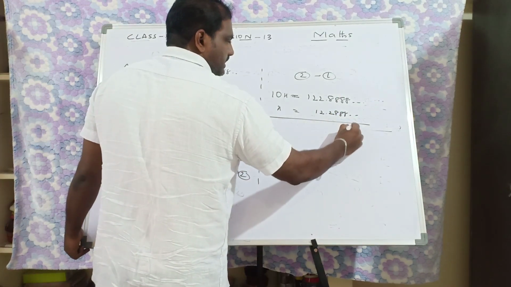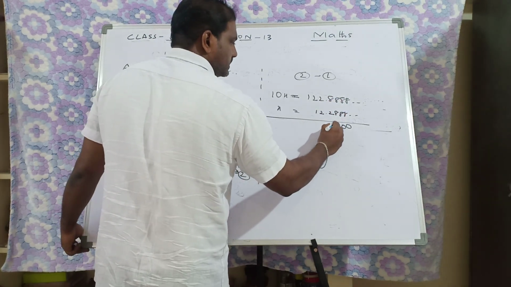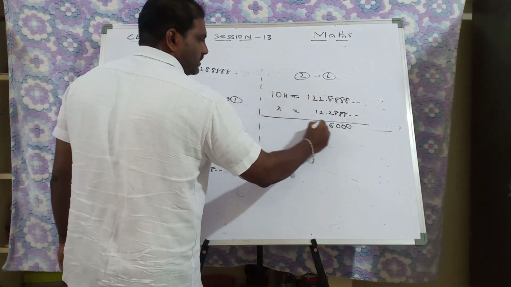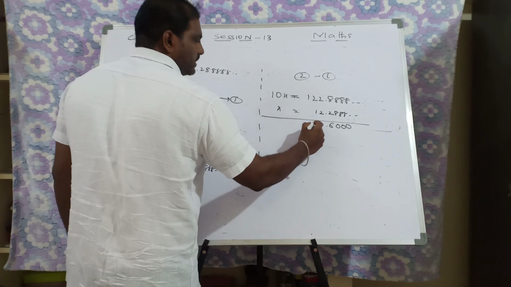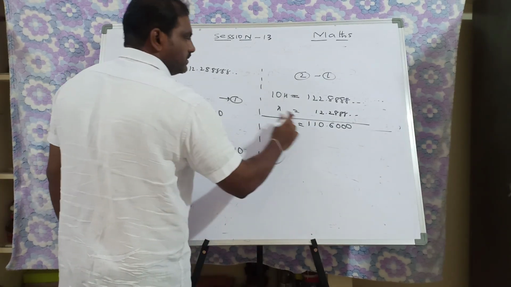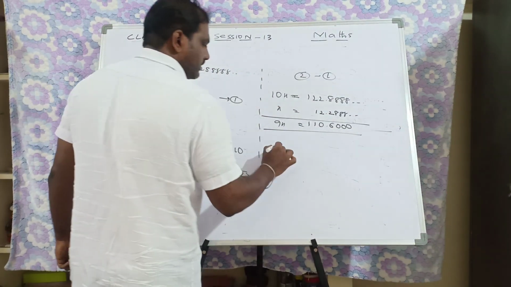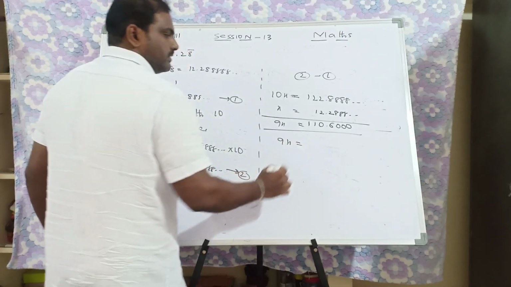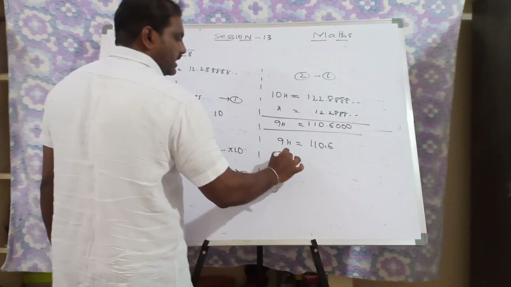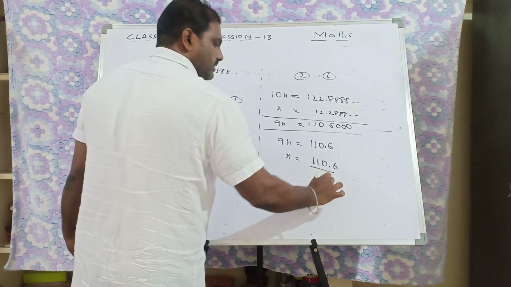Now what you will get is 8 minus 8, 0, 8 minus 8, 0, 8 minus 8, 0. Now look at this 8 minus 2, it is 6. Point. 2 minus 2, 0. 2 minus 1, 1. And if nothing is given, it will be 1 only. Is equals to 10x minus x. How much it was? 9x. So therefore I should write it as 9x is equals to 110.6. Or I'll write it as x is equals to 110.6 by 9.